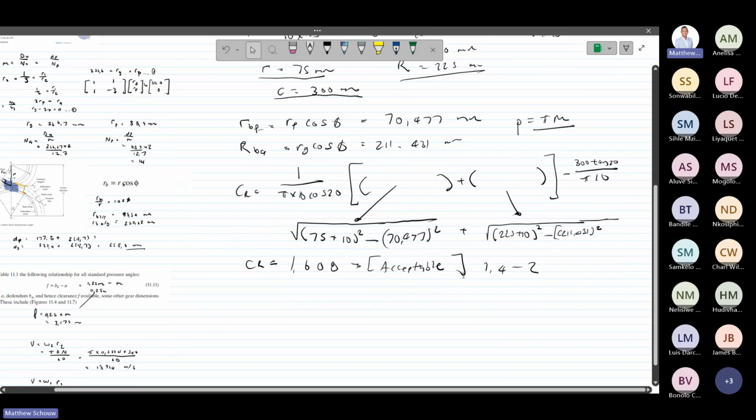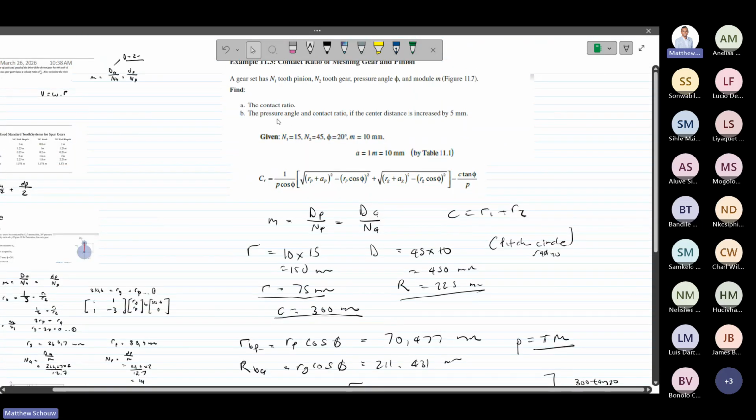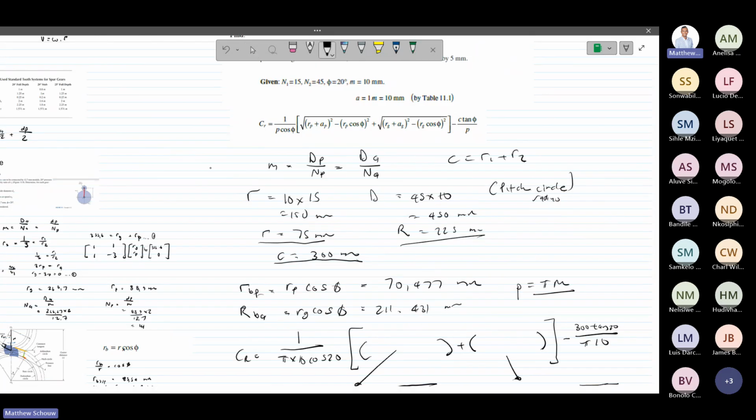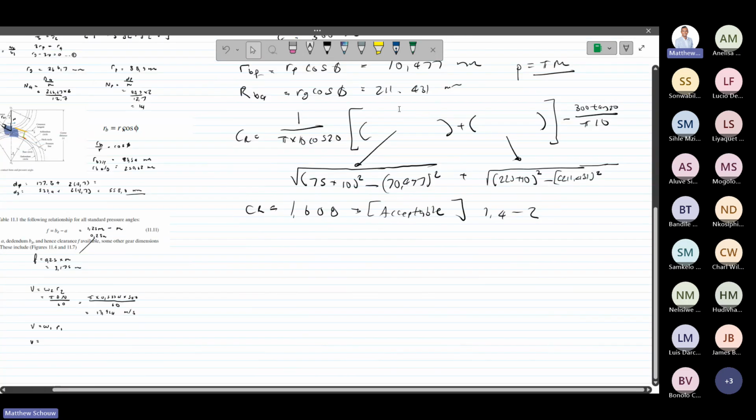But okay, cool. So let's move on to the next part of the question. It says find the pressure angle and contact ratio if the center distance is increased by 5 millimeters. Now, this is quite a common problem, and you'll notice even in the exercises, if you go through them, it'll put you in good stead.